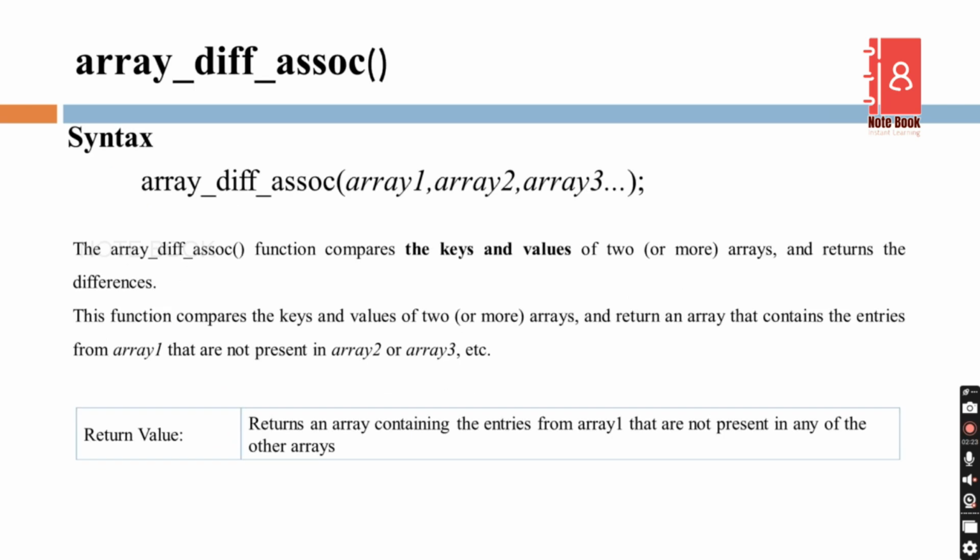Then array difference association. The syntax for this will be array_diff_assoc of array1, array2, array3, etc. So this function compares the keys and values of two or more arrays and returns the differences among them. The return value is an array containing the entries from array1 that are not present in any of the other arrays. That is what is called the difference value from one array to other arrays.